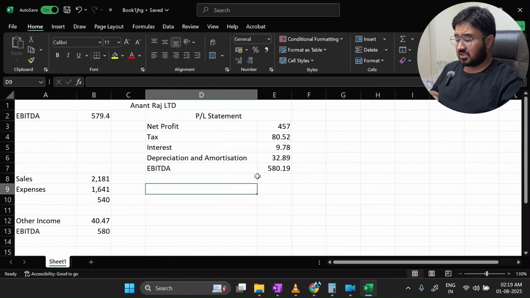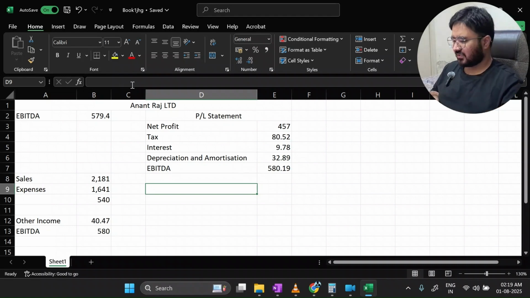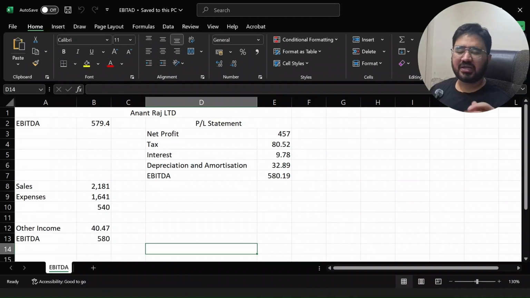So EBITDA is 580 for Anant Raj Limited. I hope you get it, how to calculate it yourself. However, how to get it from the screener as well with a very little effort. Okay, now let's dive into the interpretation part.